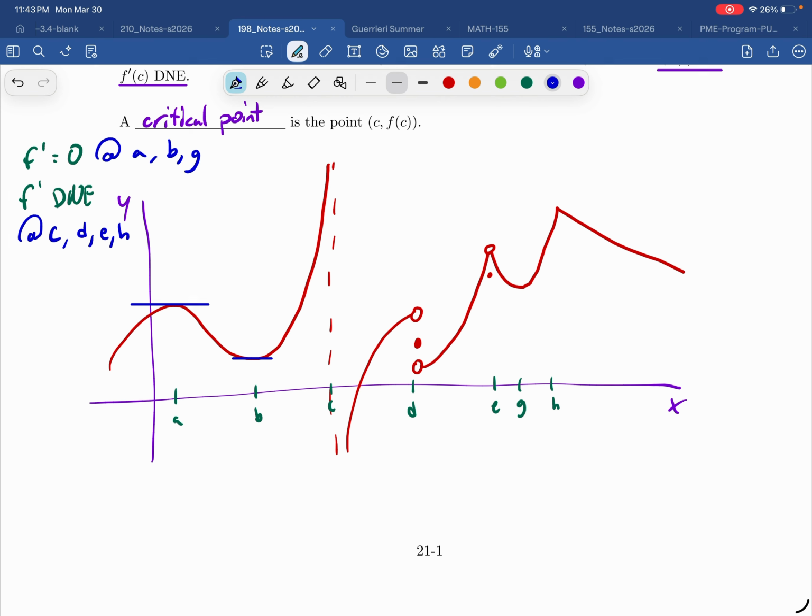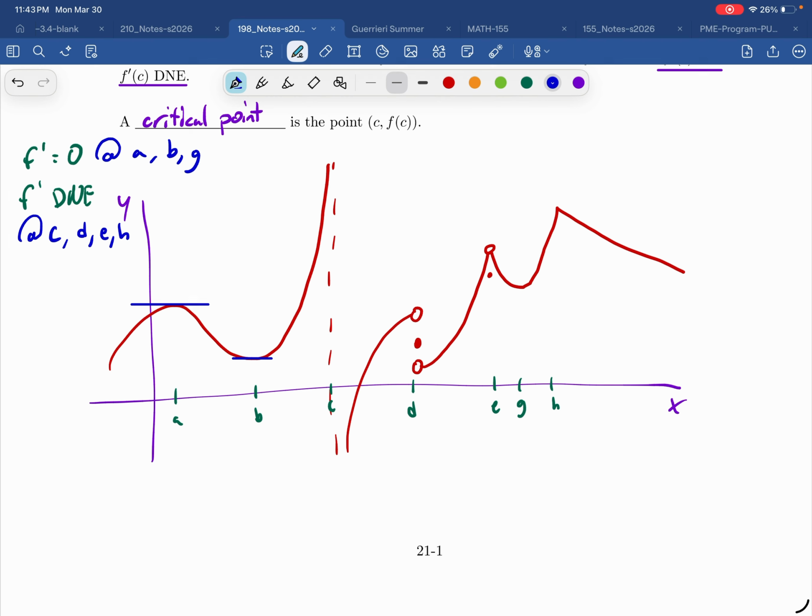Now that we learned a little bit about absolute maxes and mins, let's go back to local maxes and mins. Now I'm going to start from another seemingly different place, but I'm going to connect the concepts, don't worry. I'll still use purple for this.